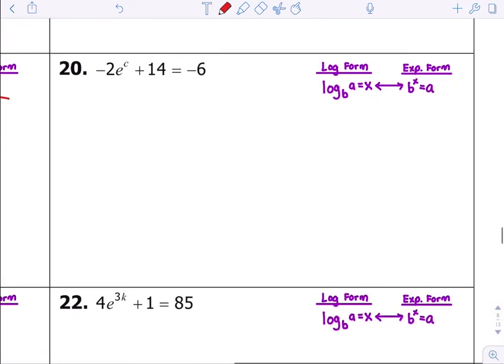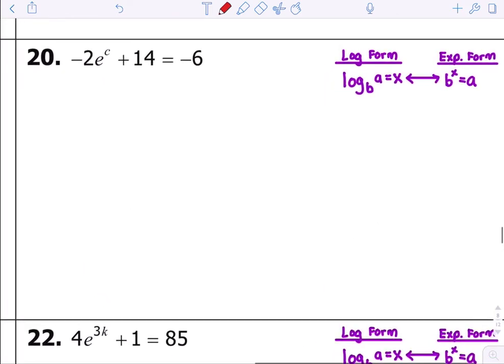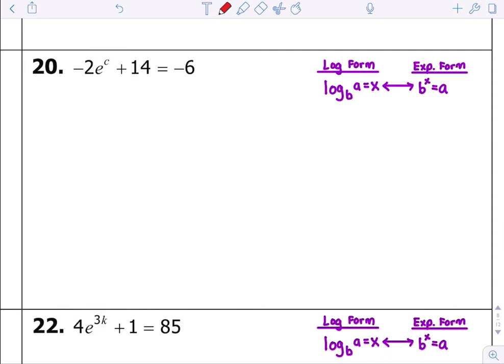Okay, 20. Alright, so we need this to be in exponential form, so this is out of place and this is out of place, which means we need to subtract 14 and then divide by -2. So minus 14 on both sides. -2e^c is equal to -20. Divide both sides by -2. e to the c is equal to 10.